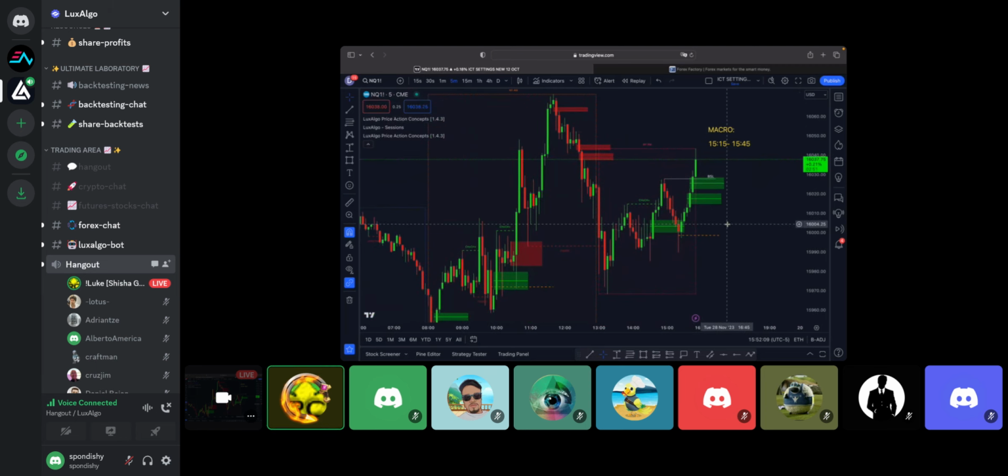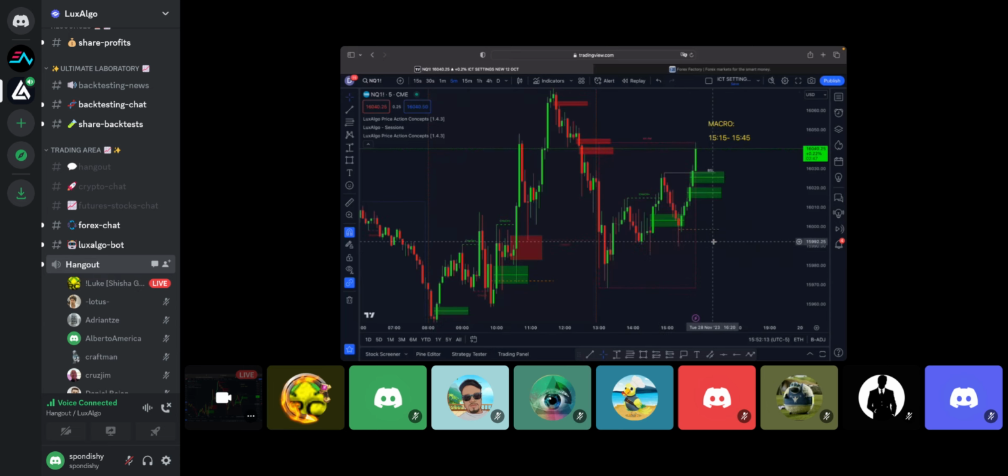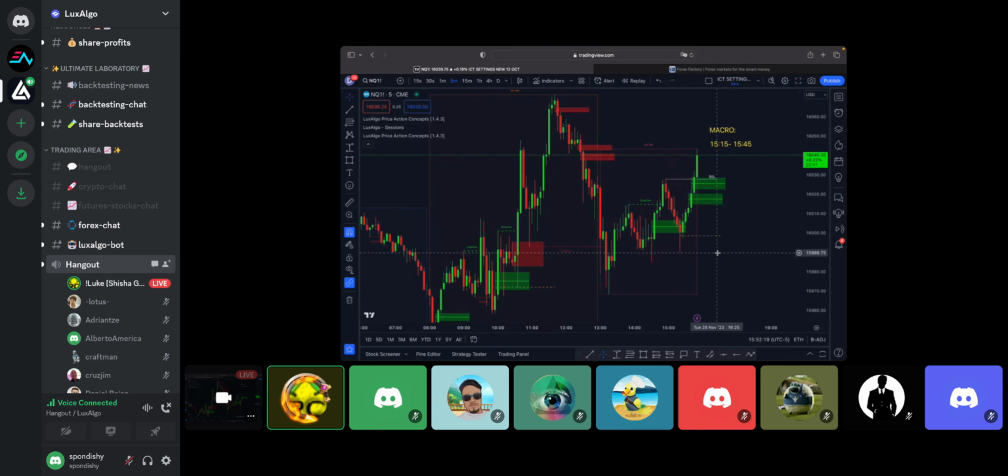But see, guys, you could have entered on this fair value gap. You can enter anytime. Like, it's never late. You just have to know where the draw on liquidity is. So long as this 50% of this order block is respected, we are bullish.